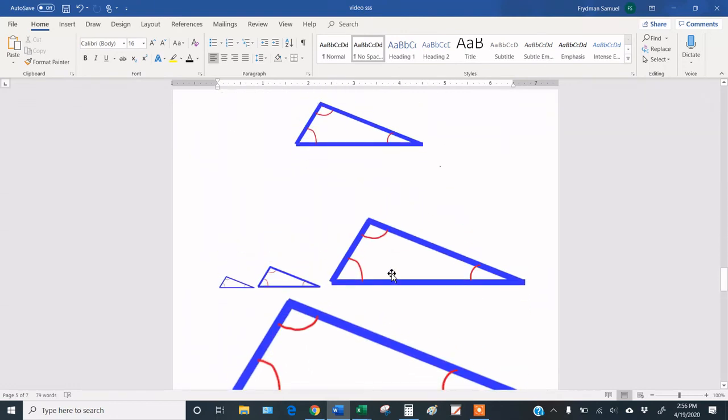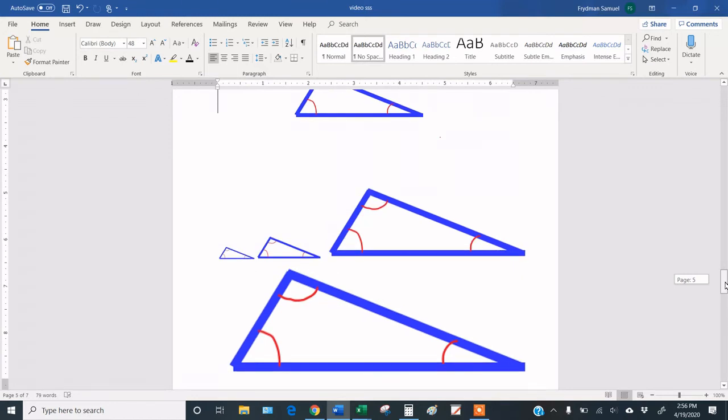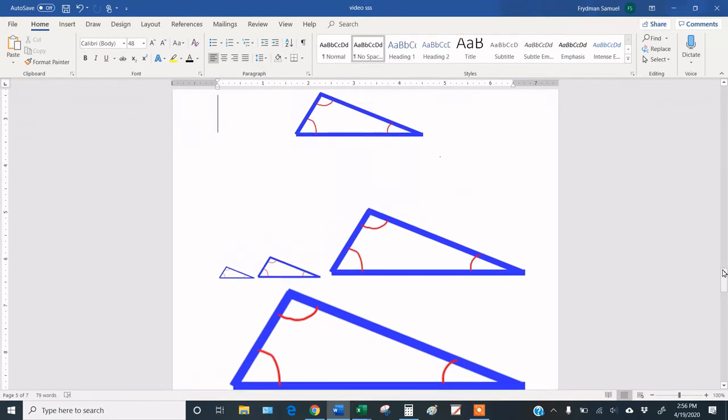So these triangles are all different from this one and all different from each other also. And you might be thinking to yourself, well, wait a minute, Mr. Friedman. It looks like you changed these angles because this angle looks like it's bigger than this angle. But actually, I did not change the angles.